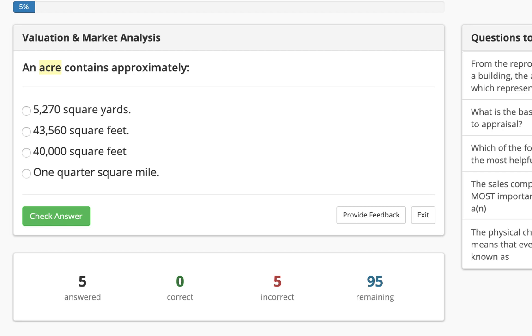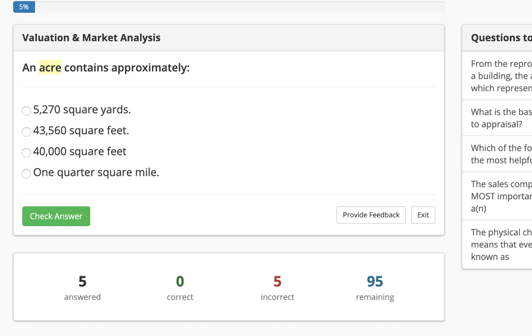Ooh, an acre. Conversions. An acre contains approximately A, 5,270 square yards, B, 43,560 square feet, C, 40,000 square feet, or D, 1/4 square mile. What does everybody think here? How much is an acre?